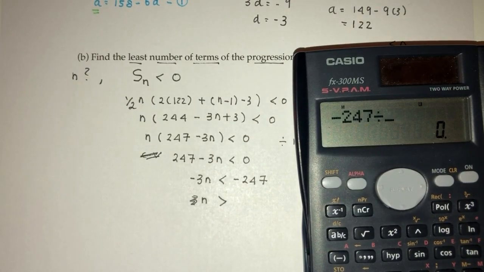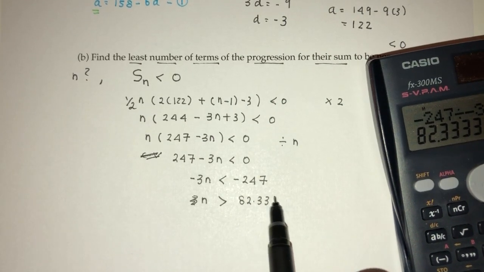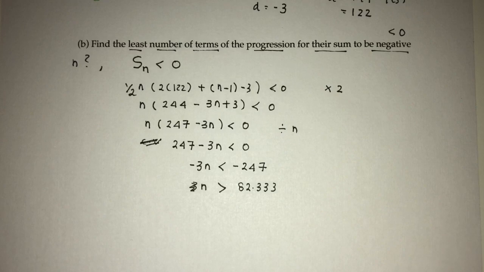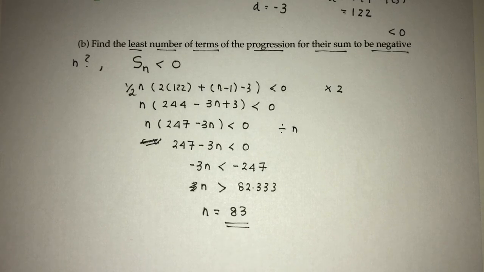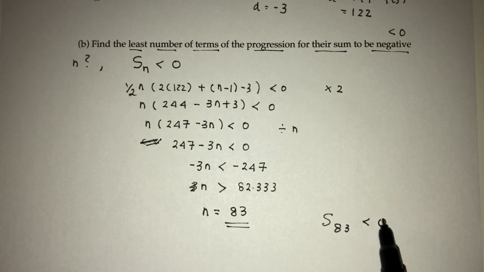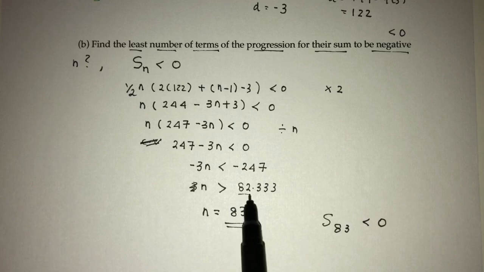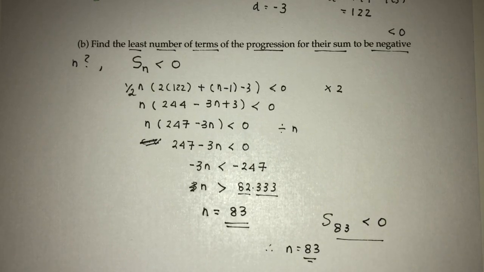Minus 247 divided by minus 3 becomes 82.333. N has to be at least more than this, so n will be 83. So that when you add the sum of the first 83 terms, it will give you something negative. Because the term number is not exact, we cannot take decimal values for a term. So n has to be 83, so the sum will become negative.